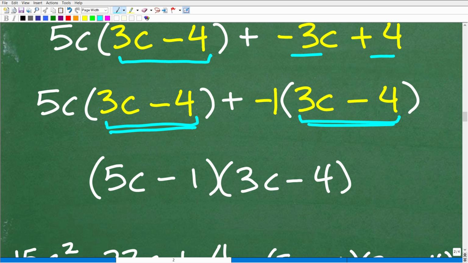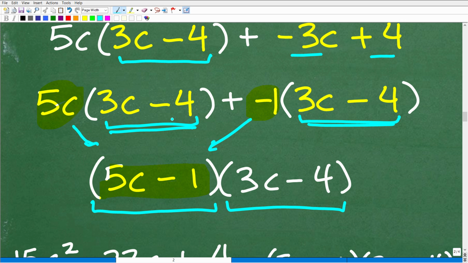We can factor this out. I know it's kind of confusing, but when we factor this out, we're left with 3c minus 4, and what remains is 5c minus 1. That's what goes in this other binomial. So we have 5c minus 1 times 3c minus 4. In other words, I could take the distributive property and factor this out, and I'm left with this. Because 3c minus 4 multiplied by this and 3c minus 4 times that would be this right here.